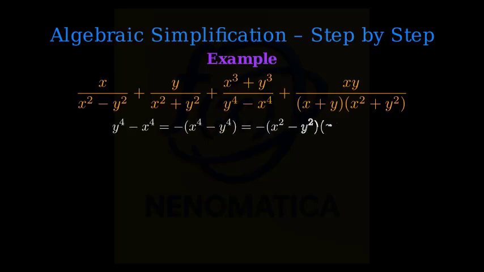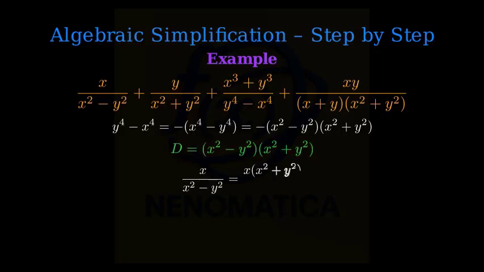y to the fourth minus x to the fourth equals negative (x to the fourth minus y to the fourth), and x to the fourth minus y to the fourth factors as (x squared minus y squared) times (x squared plus y squared). So our natural common denominator will be (x squared minus y squared) times (x squared plus y squared). Let's rewrite each term over this common denominator carefully.